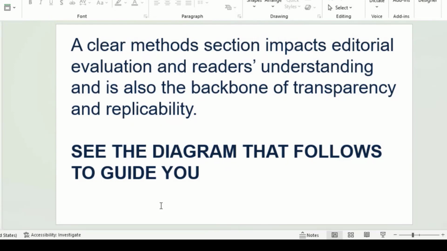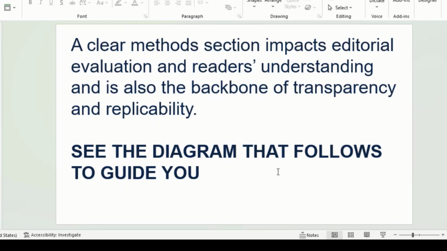This is my closing paragraph. A clear methods section impacts editorial evaluation and readers' understanding, and is also the backbone of transparency and replicability. Right. Now, see the diagram that follows.